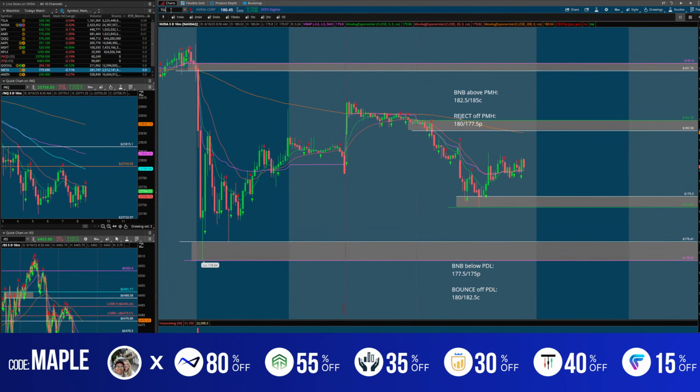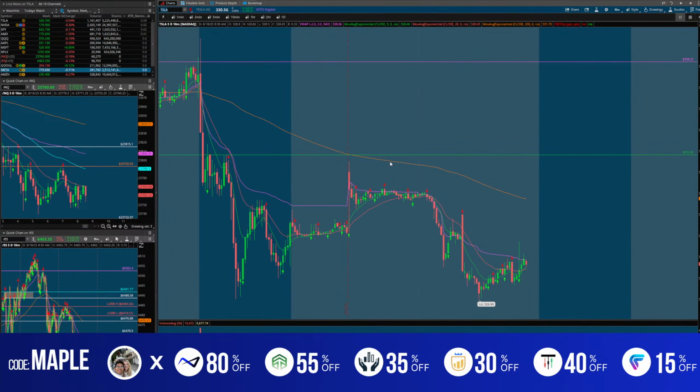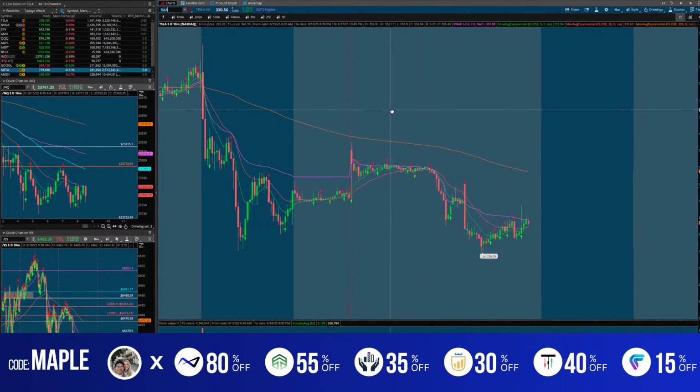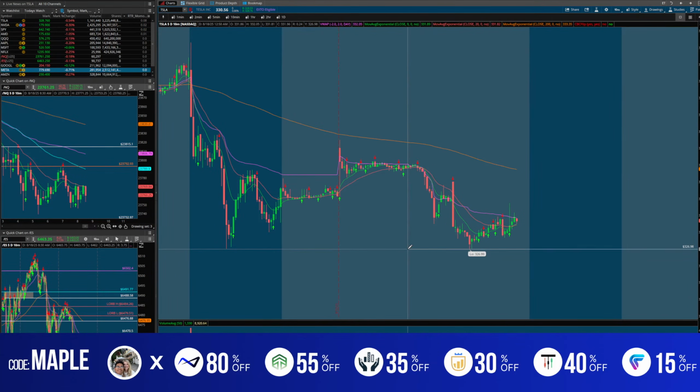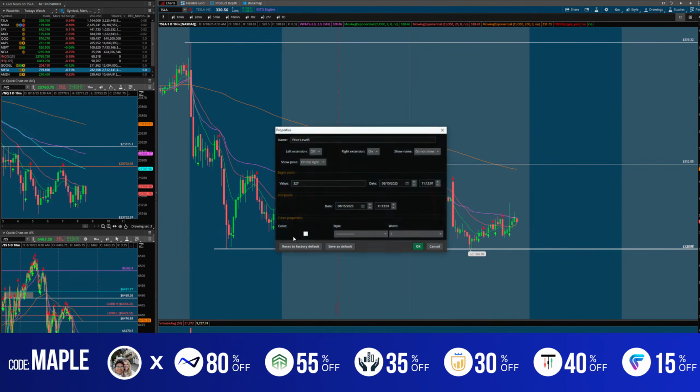Okay, there's NVIDIA. Let's move over to Tesla. Look at this set. Pre-market low, pre-market high, previous day low, and the previous day high.